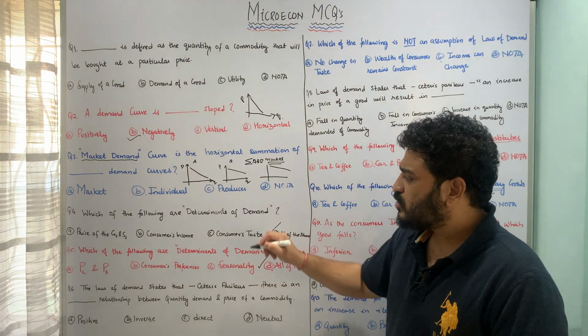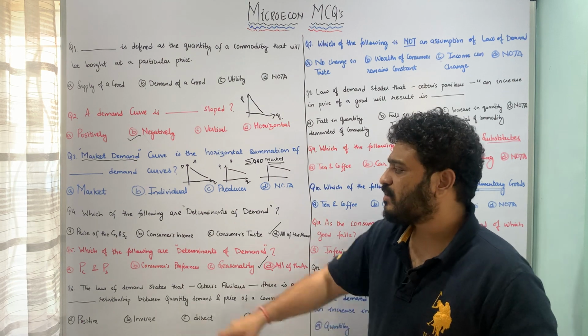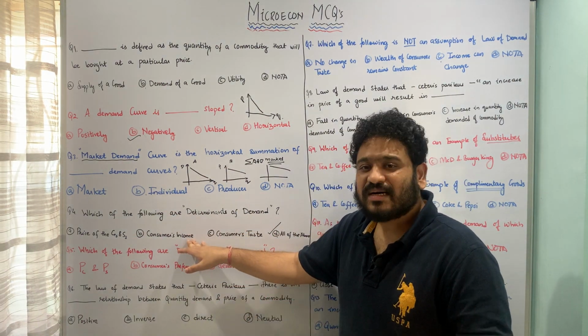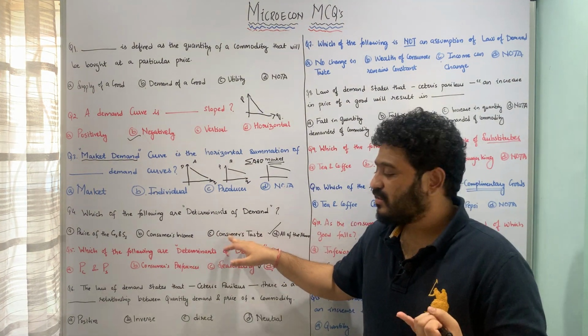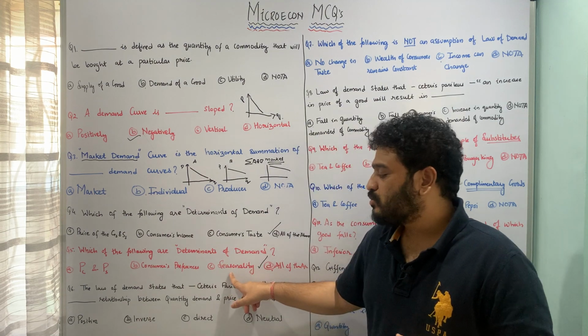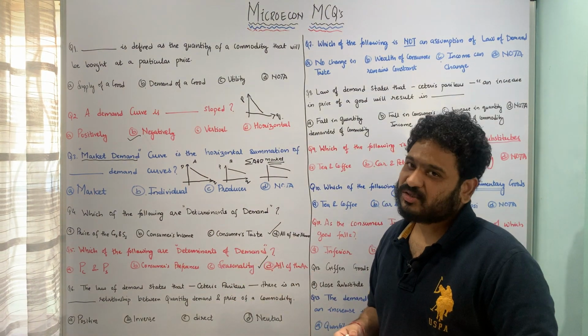So now in these two questions, that is question number 4 and 5, we have seen the determinants of demand, and they are price of the good which is into consideration, also the consumer's income, also the consumer's taste, then consumer's preferences, the price of complements and substitutes, and also the seasonality. So therefore these are some of the important determinants of demand.